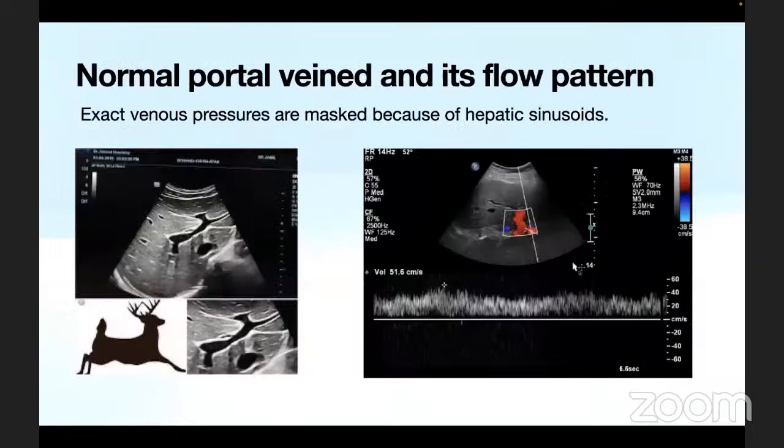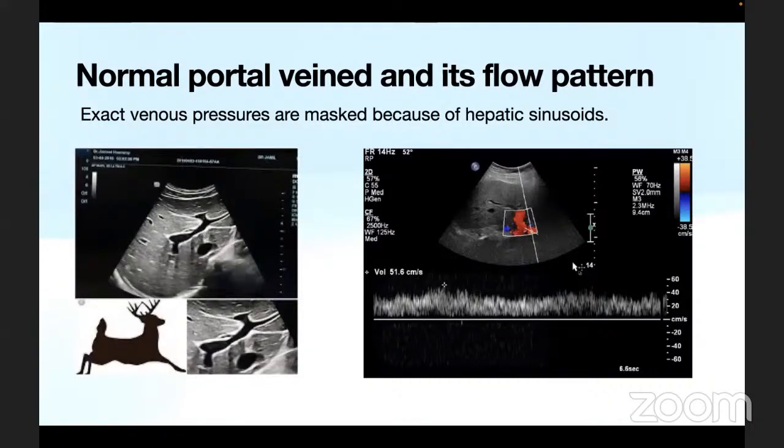So how to identify portal vein and how to differentiate it from hepatic vein? It is very easy because, as we spoke earlier, the bunny sign or the rabbit sign, here you can see a deer. The portal vein looks similar to a deer, and the portal vein walls are quite thick. So you can easily appreciate this in any patient because of the thick vessel walls. This helps you to differentiate between a portal vein and hepatic vein.